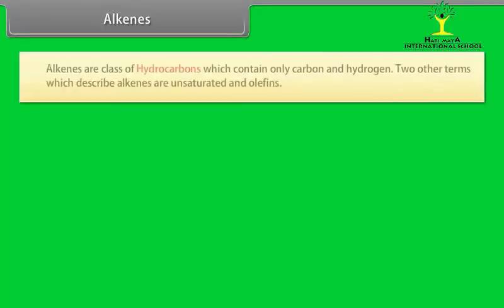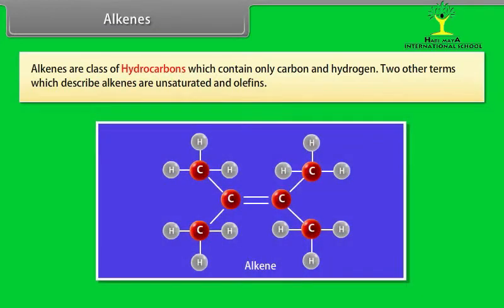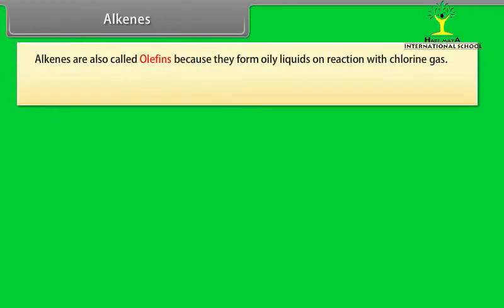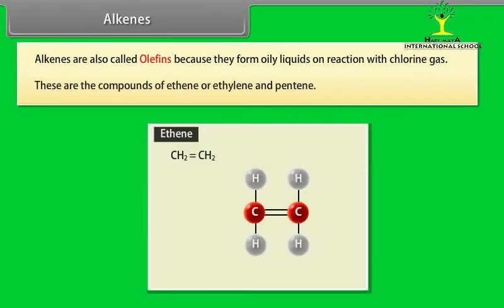Alkenes. Alkenes are a class of hydrocarbons which contain only carbon and hydrogen. Two other terms which describe alkenes are unsaturated and olefins. Unsaturated hydrocarbons contain either double or triple bonds. Since the compound is unsaturated with respect to hydrogen atoms, the extra electrons are shared between two carbon atoms, forming double bonds in alkenes. Alkenes are also called olefins because they form oily liquids on reaction with chlorine gas. These are the compounds of ethene or ethylene and pentene.